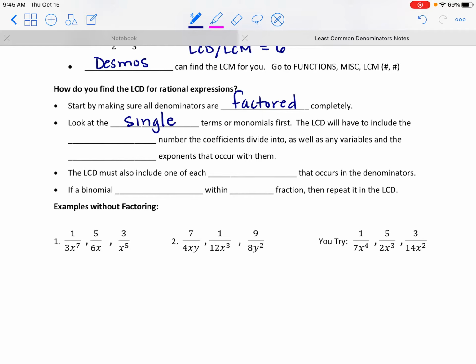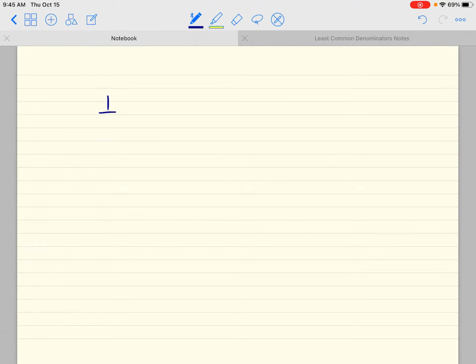Let me deviate for a second here. If we were adding 1/2 and 2/3, we said the least common multiple would be 6. If instead of just a 2 and a 3, we had a 2x and a 3x squared, how would that affect our common denominator? We would still use the 6 to take care of the coefficients of 2 and 3. But now that we also have an x and an x squared in there, what do we also have to have in our least common denominator?